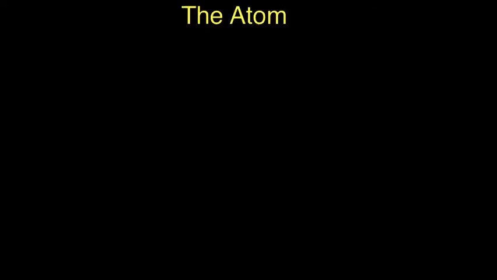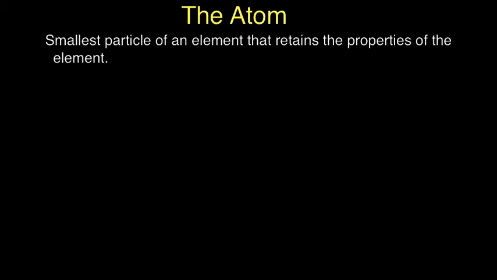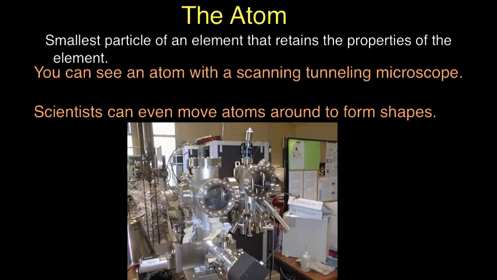Okay, I want to start off by just talking about the atom and what it is. Well, the atom is the smallest particle of an element that retains the properties of that element. Now you might think that because atoms are so small, there'd be no way to actually see them. However, there is an instrument called the scanning tunneling microscope that allows us to see individual atoms and actually to move the atoms around to form different shapes and different patterns. You see a picture here of one of those microscopes.